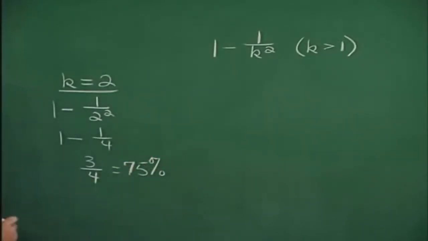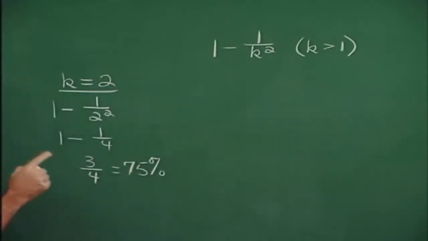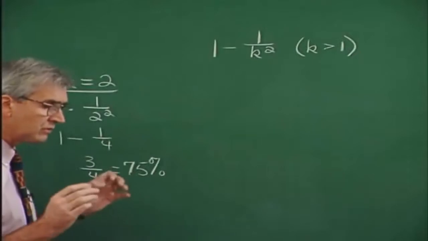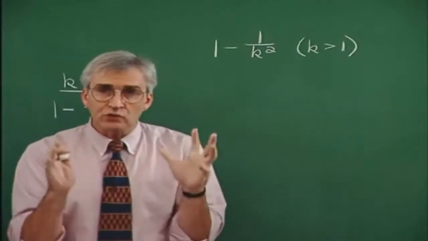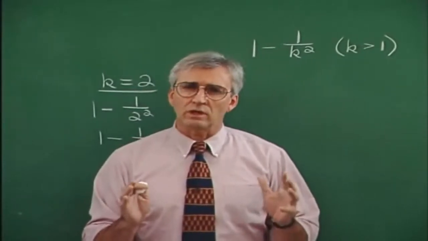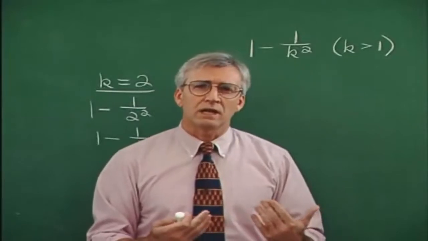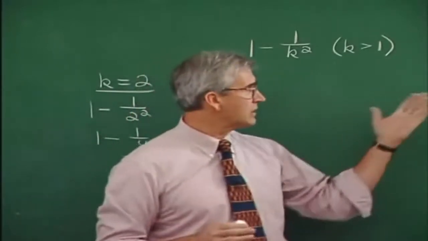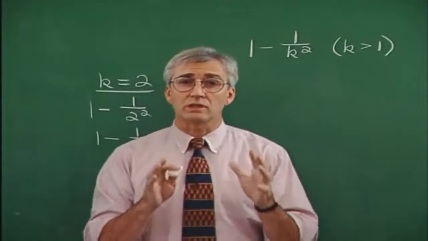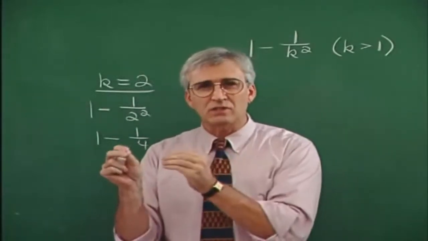So Chebyshev is saying that in any data set, 75% of the data values will be within 2 standard deviations of the mean. That's kind of important. We'll see why later. But this conjecture or this theorem is probably more significant in its generality than in its specific.